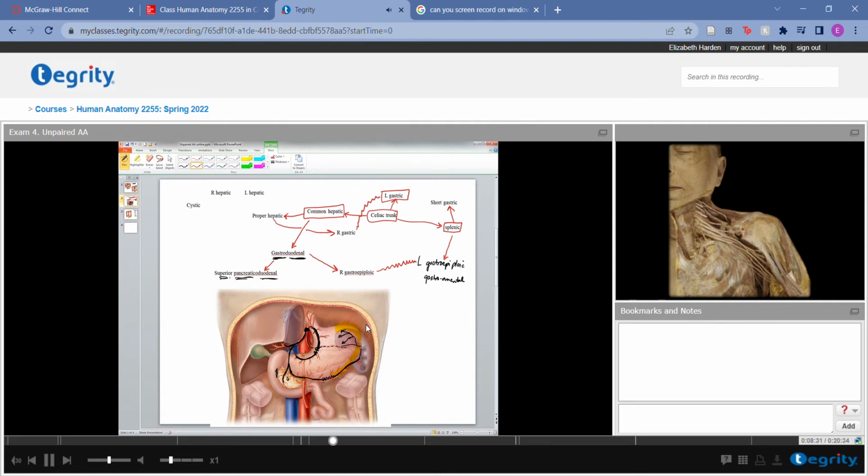So the gastroepiploic supplying the greater curvature and the gastric supplying the lesser curvature of the stomach anastomose with each other. You add in the short gastrics, which supply the fundus of the stomach, and you've pretty much got the whole stomach covered as far as vasculature.